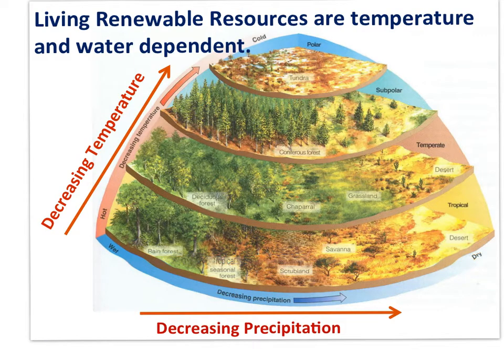Hopefully, at this point in this course, you understand that living renewable resources are temperature and water dependent, and temperature and precipitation, rainfall, vary across space. Tropical forests to deserts along a gradient of decreasing precipitation, tropical forests to tundra along a gradient of decreasing temperature.